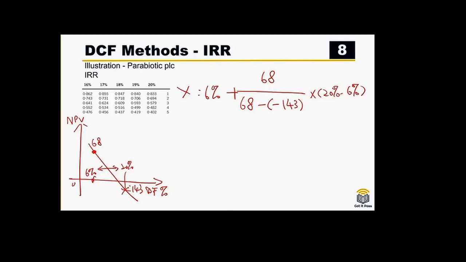I know the IRR should be higher than 6% and lower than 20%. Then I get 6% plus a ratio times 20% minus 6%. So I get X, the IRR of X is 6% plus 4.5%.